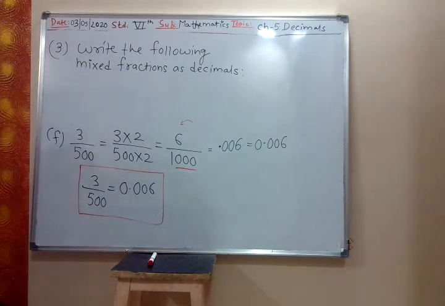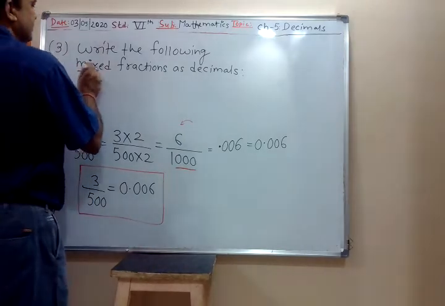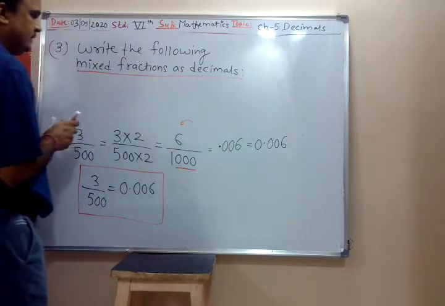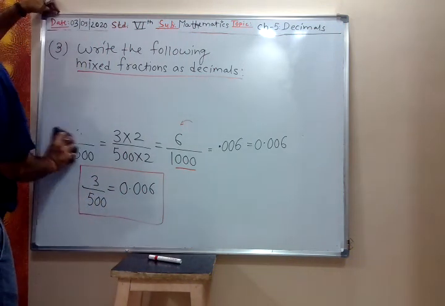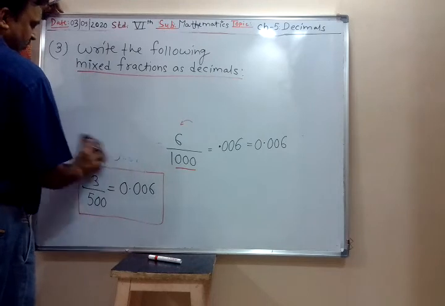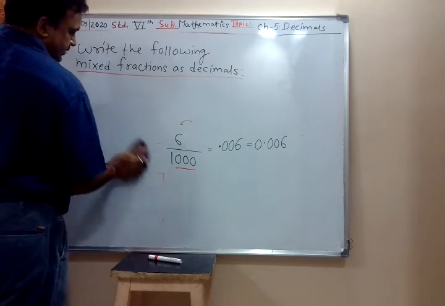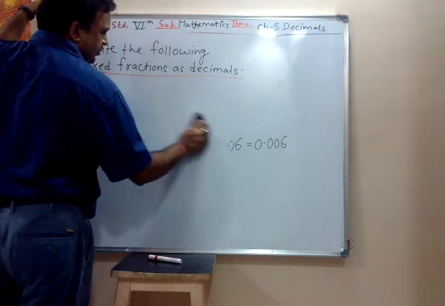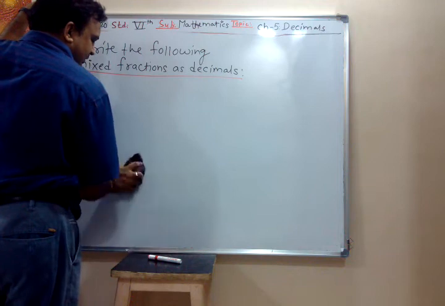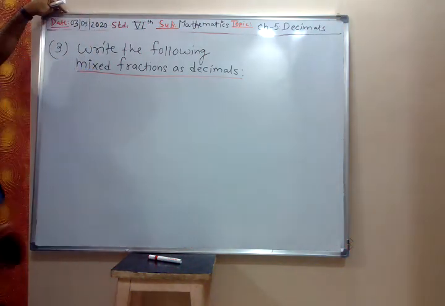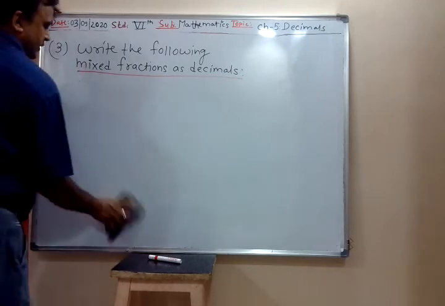So you are given a mixed fraction. You have to convert the mixed fractions into decimals. So for a mixed fraction, first we convert it into an improper fraction, and then in the denominator of that improper fraction we bring 10, 100, or 1000, and then simplify. Now first it is 8 and 1 upon 10.